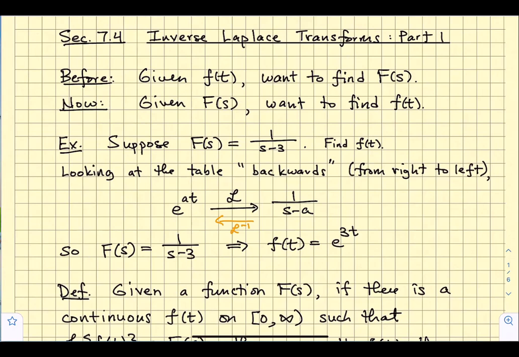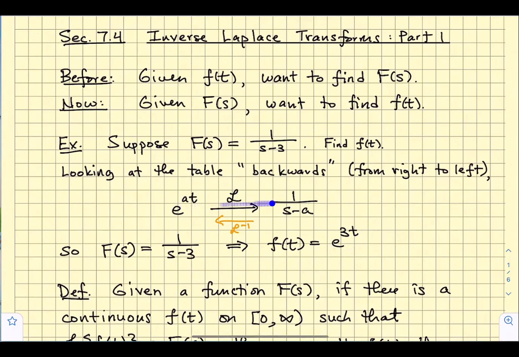If we look at our table, we know that the Laplace transform of e to the at is 1 over s minus a. So if we play the game backwards, reading this from right to left instead of from left to right, then we see that if we take little f of t to be e to the 3t, we would get 1 over s minus 3. And so the little f of t that goes with big F of s equal to 1 over s minus 3 is e to the 3t.